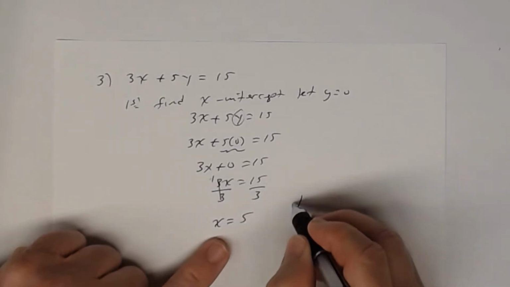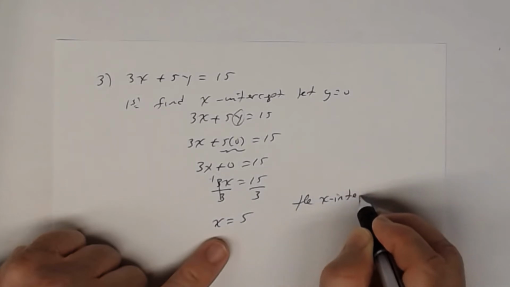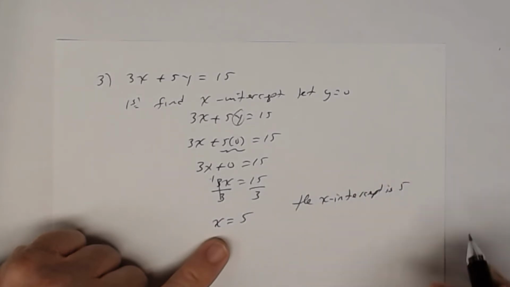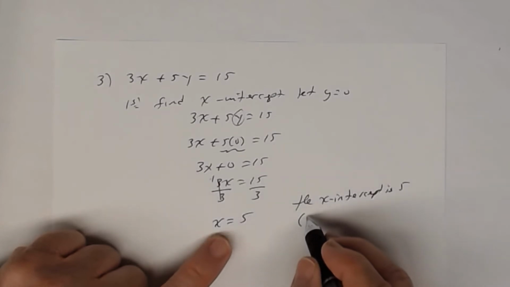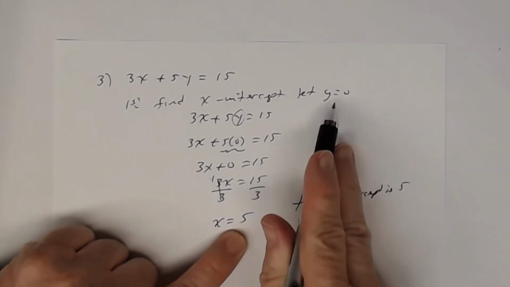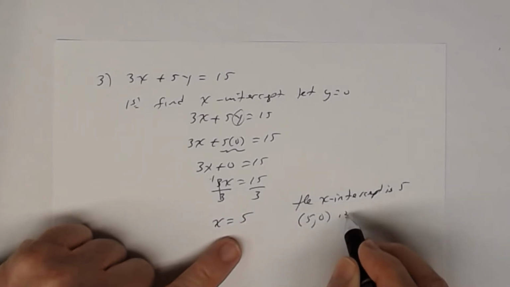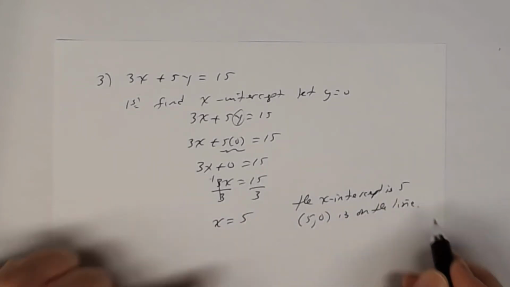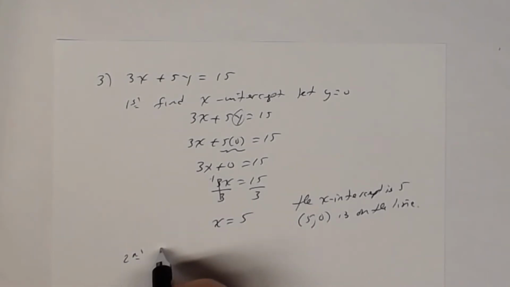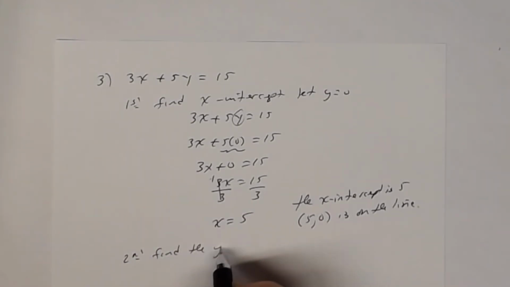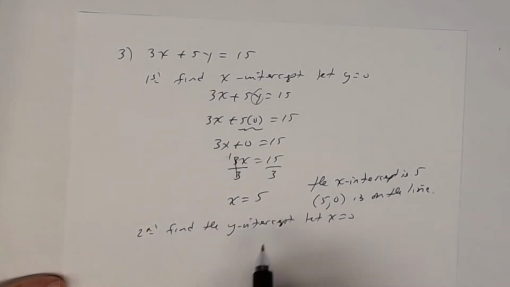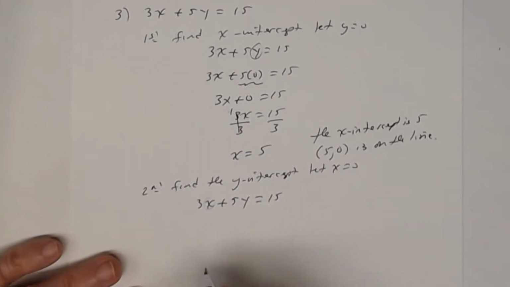So I found the x-intercept. The x-intercept is 5, which means the point, remember x and y, the point (5, 0) is on the line. Okay, now the second thing you're going to do is find the y-intercept. To find the y-intercept, you're going to let x equal 0 this time. So you go back to your equation, 3x plus 5y equals 15, and this time where we see the variable x, you're going to substitute 0. So let's go and do that.